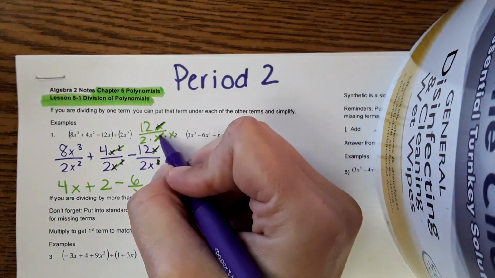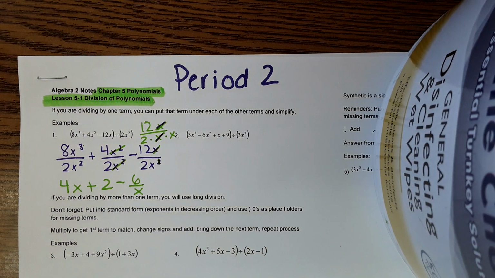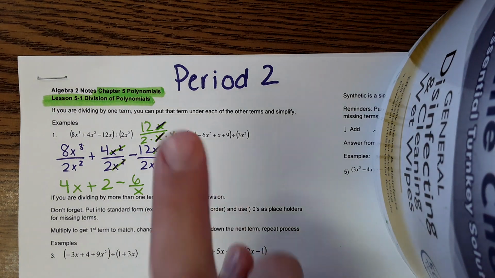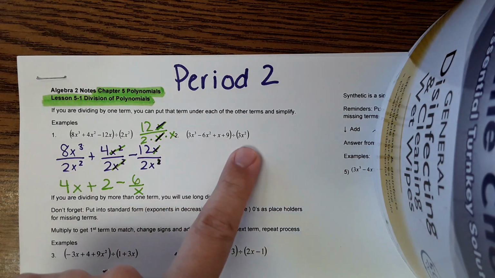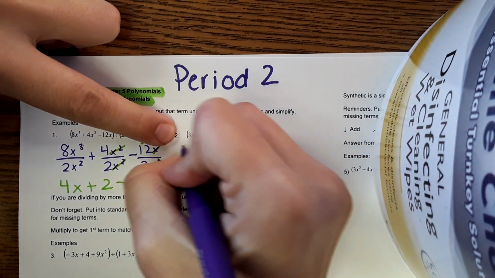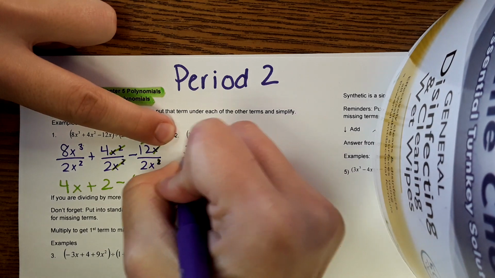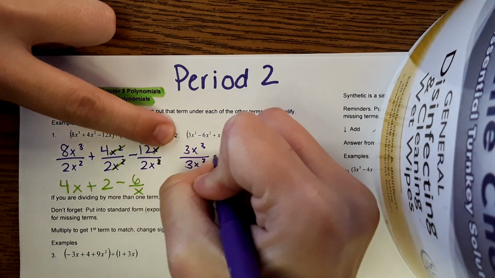Should have put different colors. Okay, so repeating that same thing over here for number 2. We're going to take each term here and divide it by 3x squared. So 3x cubed divided by 3x squared.